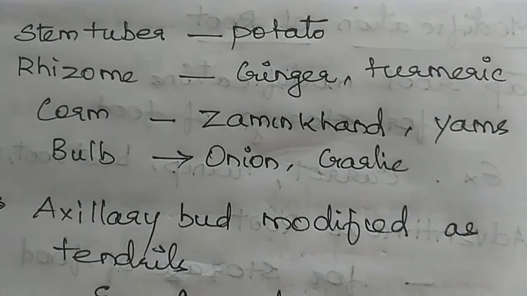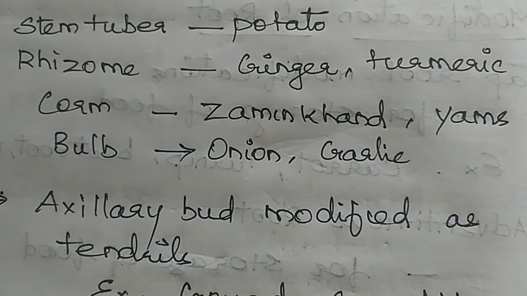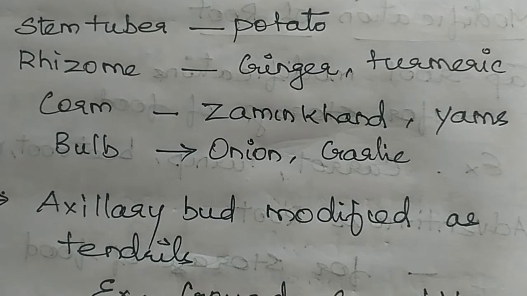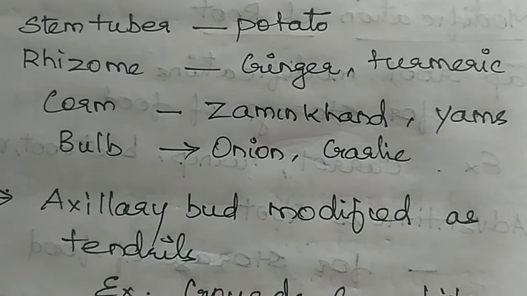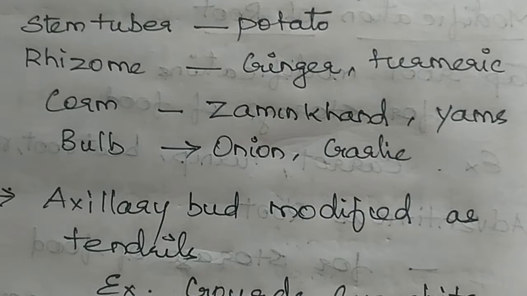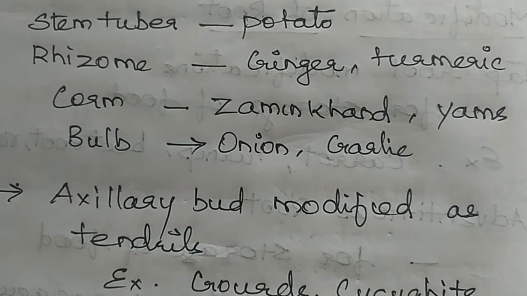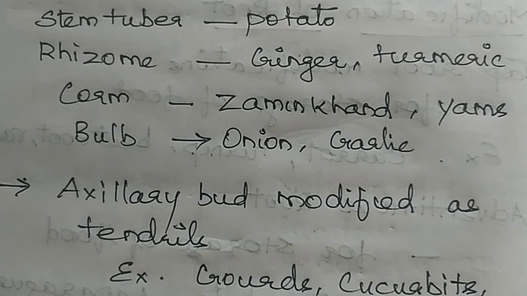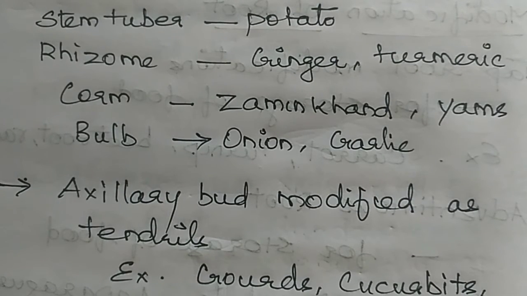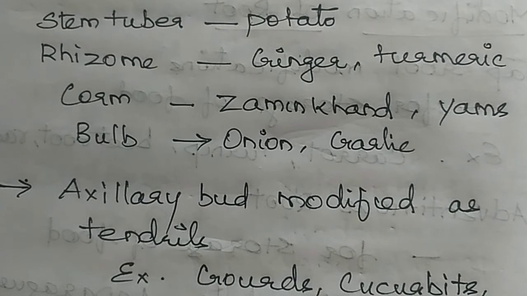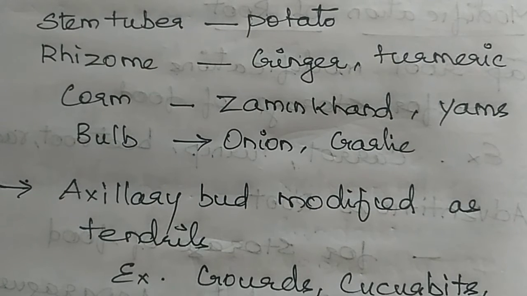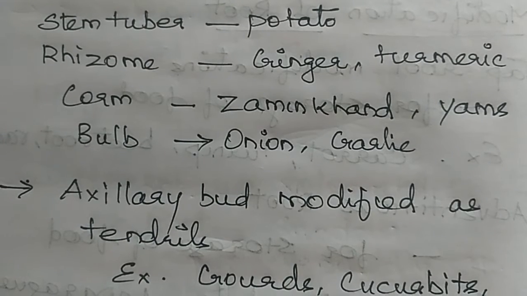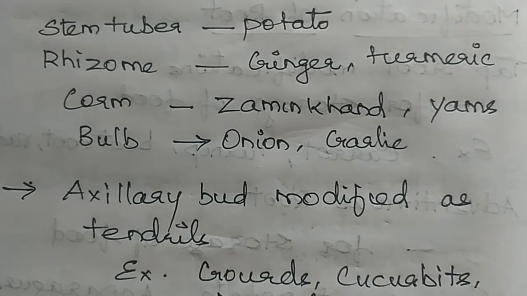And the next one is stem tuber. So the famous term tuber, you all know that potato is the well-known example for stem tubers, and ginger and turmeric are the examples for rhizome. Rhizome means flattened structure, horizontal under the ground, and corm is a round swollen structure. So colocasia and yams are the corm varieties, and onion and garlic are termed as bulbs.